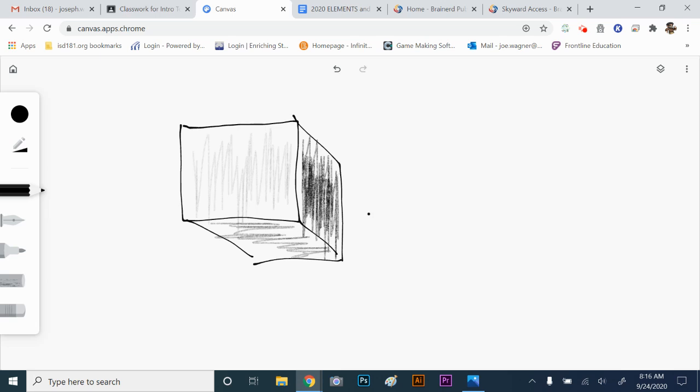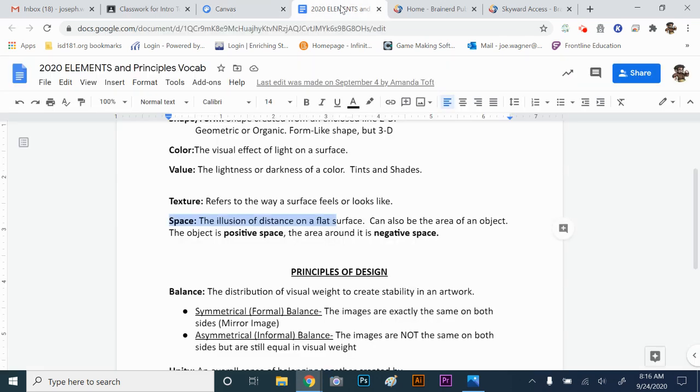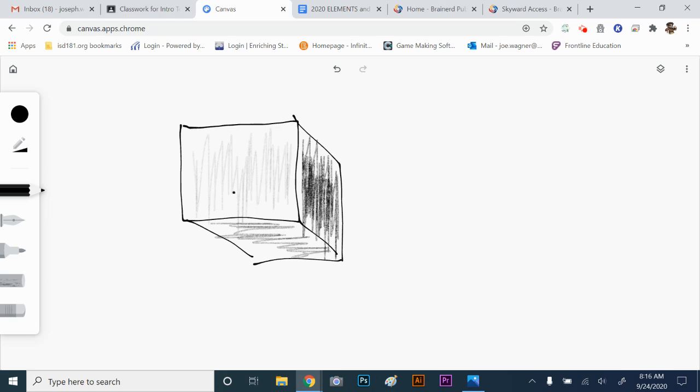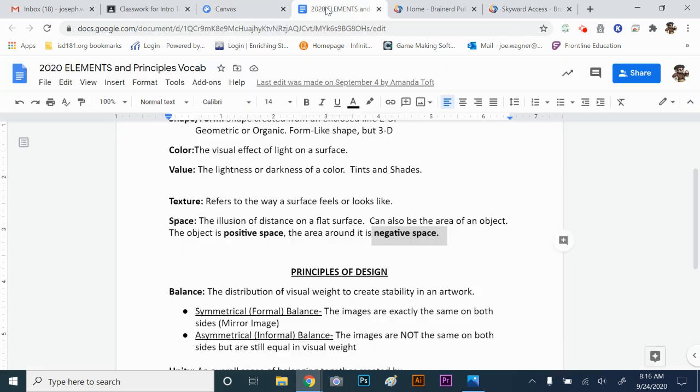So this actually has space to it. Okay. The other way you can have space is you can look at positive space and negative space. So if I were to just look at the simple cube that I drew, the cube itself would be the positive space, and all this air around it would be like the negative space. If this had a hole in it, that hole would be negative space. The object would be the positive space.